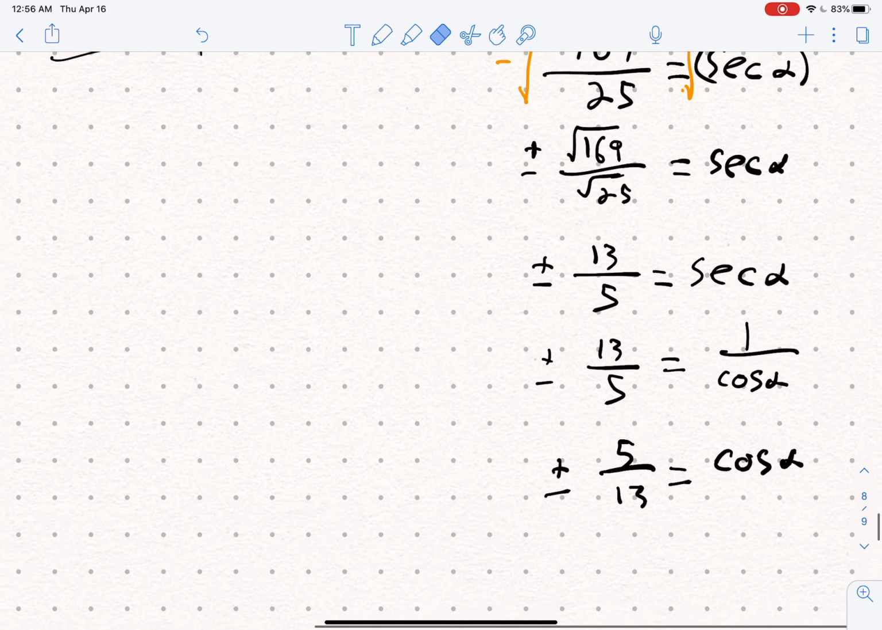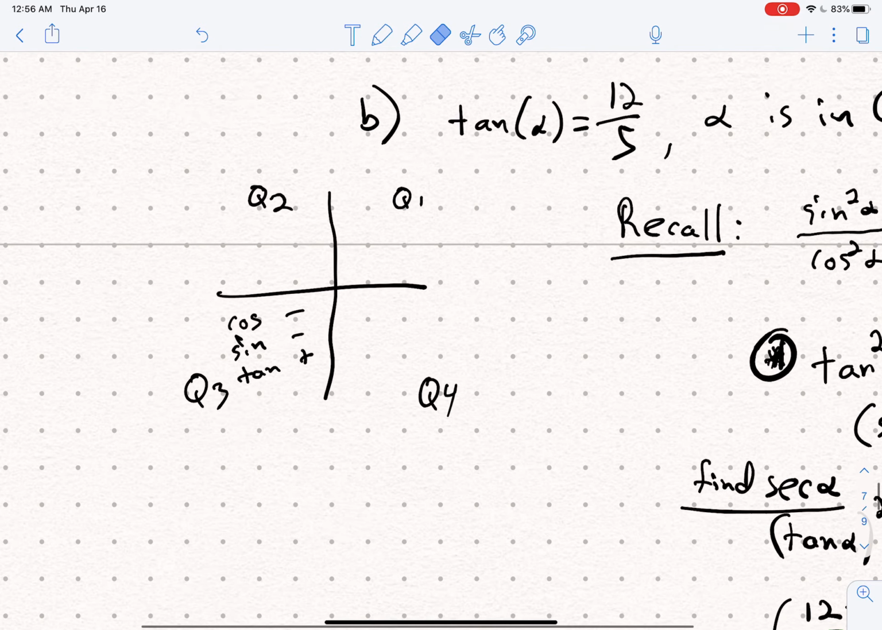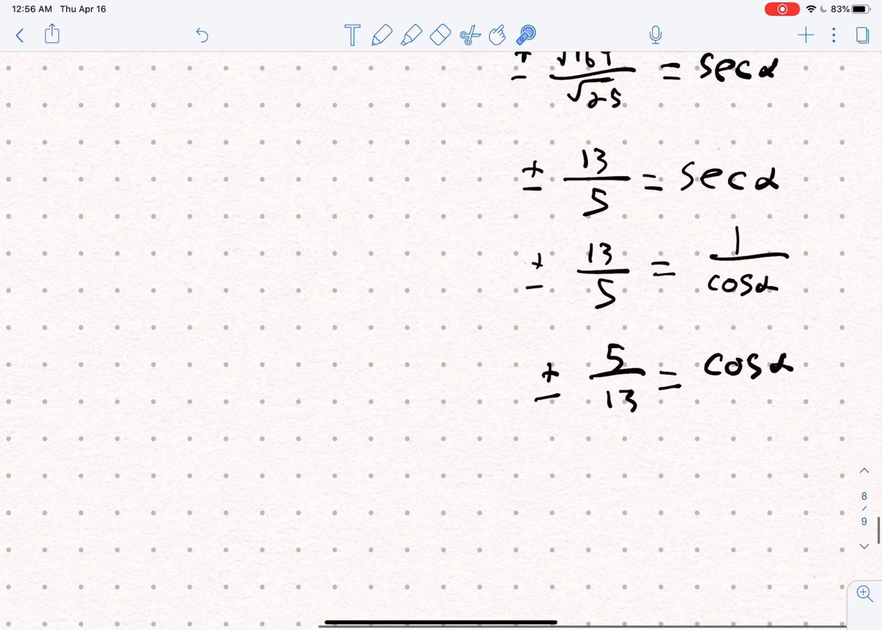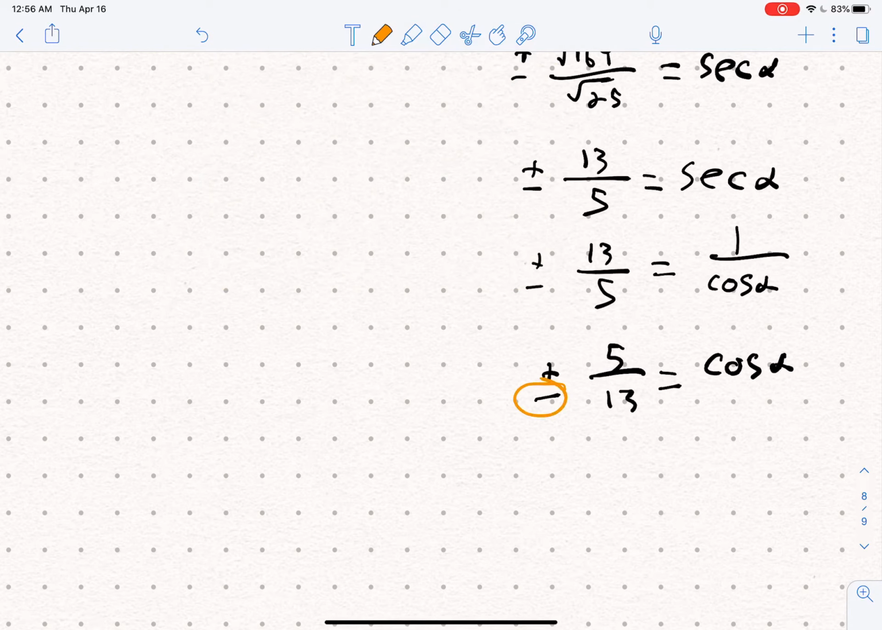Cosine alpha is either positive 5 over 13 or negative 5 over 13. To figure out which it is, we look at the quadrant. We said before that this was in quadrant 3, and in quadrant 3, cosine is negative. Great. That means that we want to choose the negative one. And so we have that cosine of alpha is equal to negative 5 over 13.